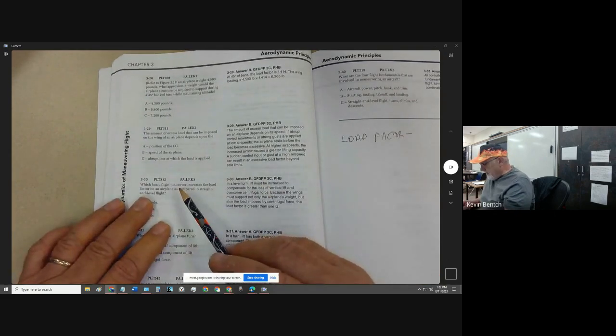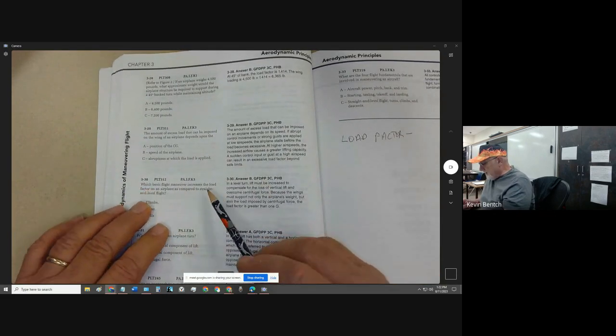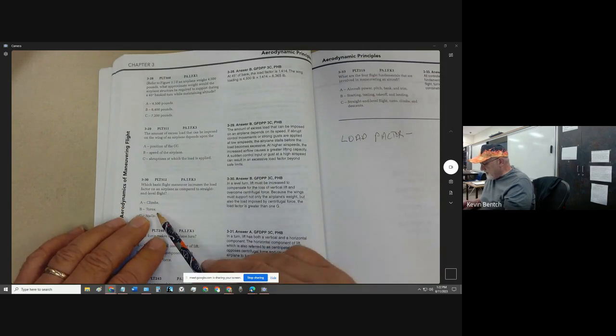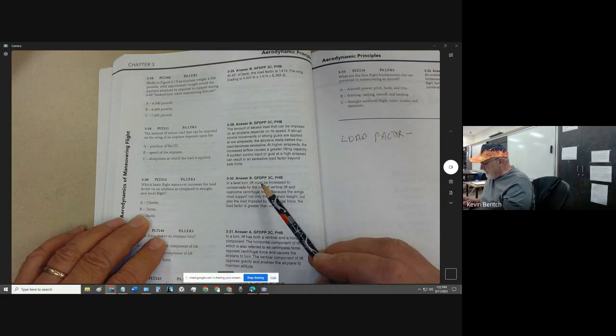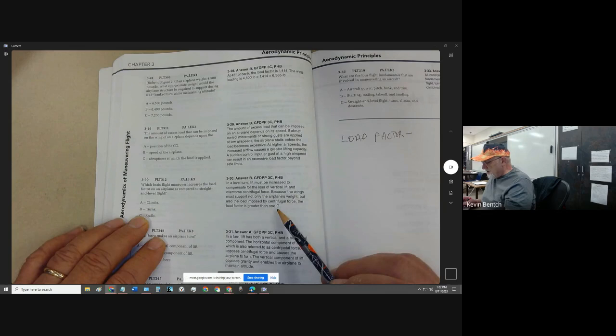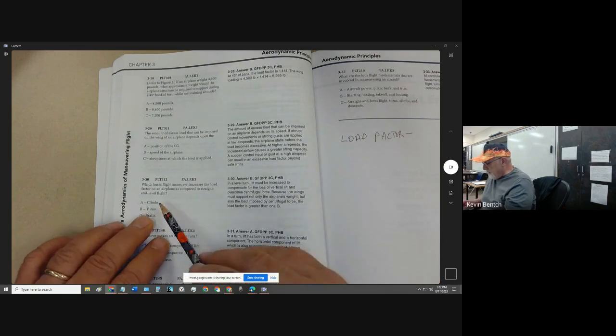3-30, which basic flight maneuver increases the load factor on an airplane as compared to straight and level flight? Answer is B, turns. In a level turn, lift must be increased to compensate for the loss of vertical lift and overcome centrifugal force. Because the wings must support not only the airplane's weight, but also the load imposed by centrifugal force, the load factor is greater than 1G. So that's B, during turns.